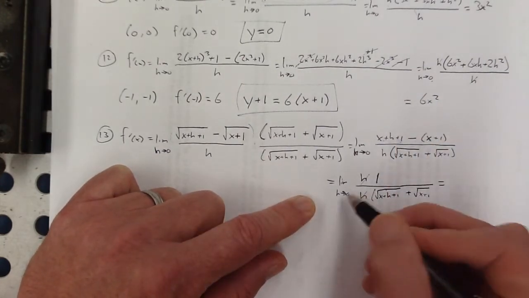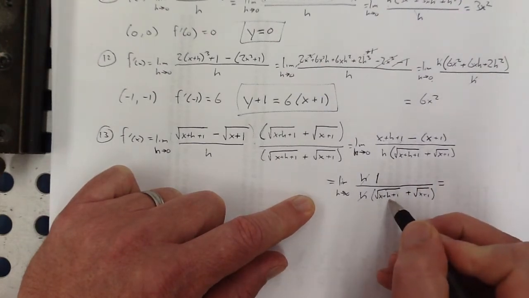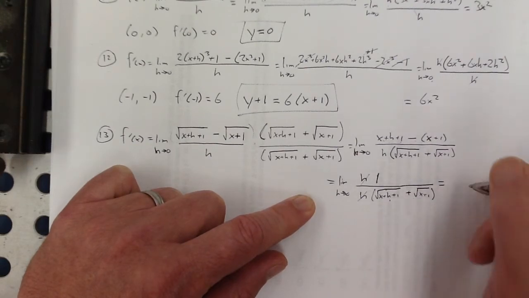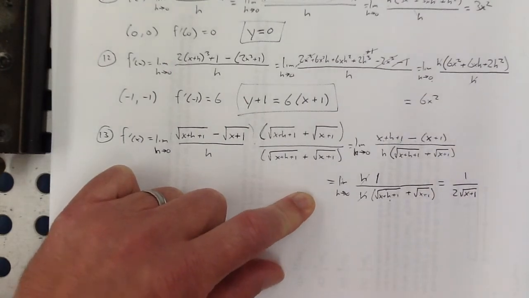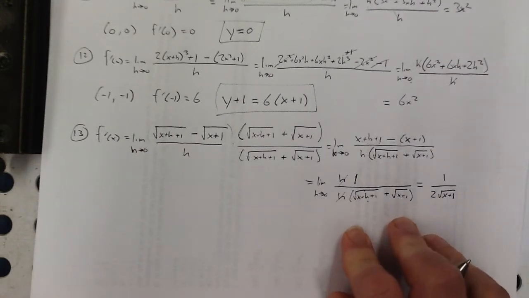Okay, now I can plug the 0 in. So when I plug 0 in, I have the square root of x plus 1 plus the square root of x plus 1. According to the rules of algebra, that's 2 square roots of x plus 1. Okay, so we did it.